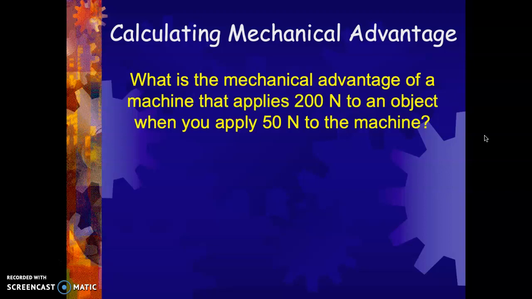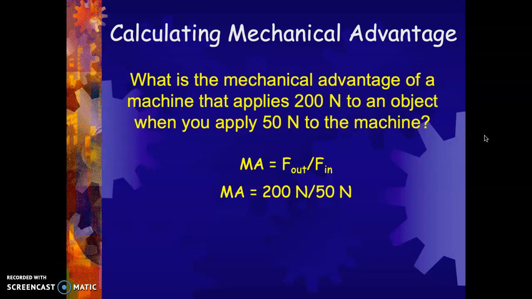So we have a problem here. What is the mechanical advantage of a machine? It doesn't matter what the machine is, that is applying 200 newtons to an object when you apply 50 newtons to the machine. Okay, so MA is force out divided by force in. In other words, mechanical advantage is you apply 50 newtons, the machine puts out 50 newtons.